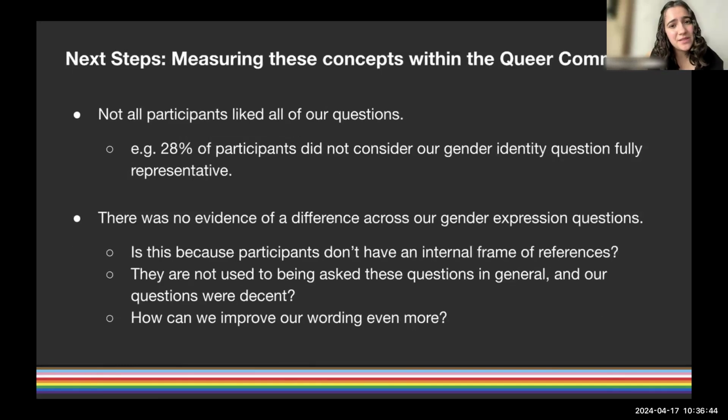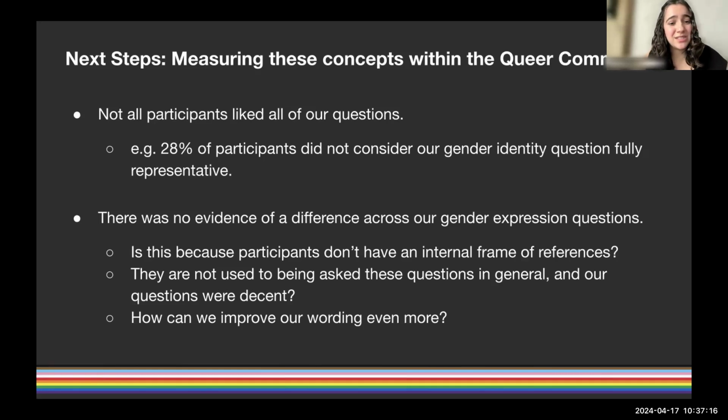So, some next steps: measuring these concepts within the queer community. Not all participants liked all of our questions. For example, 28% of participants did not consider our gender identity question to be fully representative. This is something we wish to continue exploring, because could this be more of a select-all-that-apply difference, or is there other, lower hanging fruit that we could latch onto to increase this representativeness component?